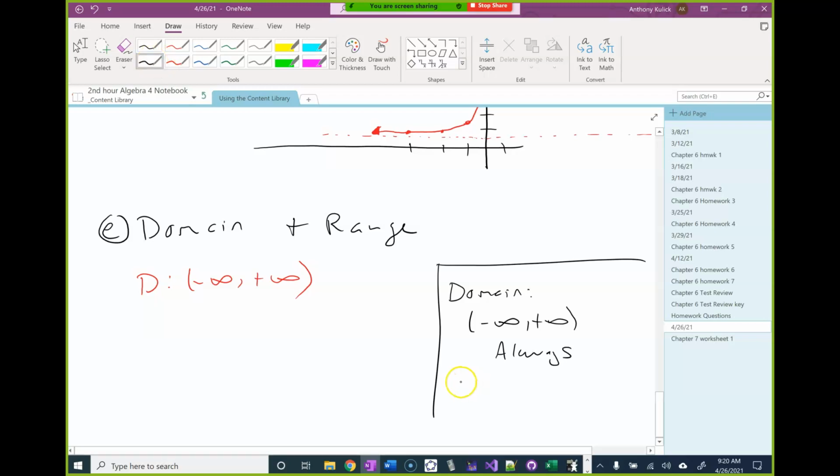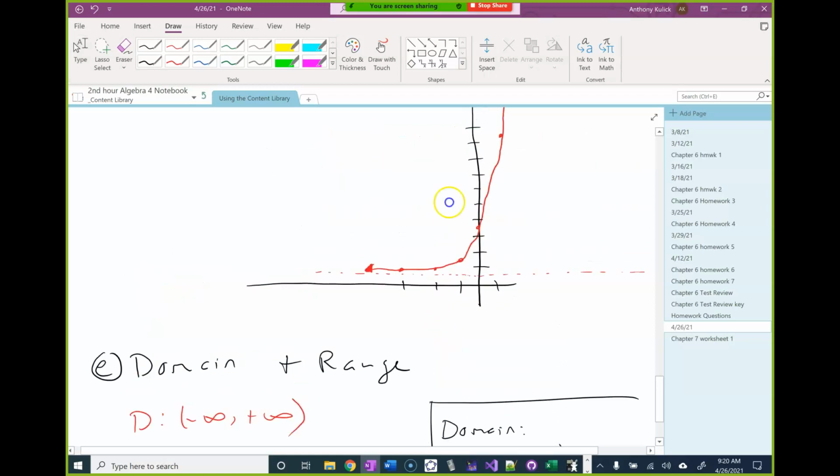The range, though, is going to be different. It'll depend a little bit. It'll depend on 2 things. So the range is always going to be like everything above the asymptote or everything below the asymptote. It'll be the y's on one side or the other of your asymptote, though. Everybody's okay with that notion?